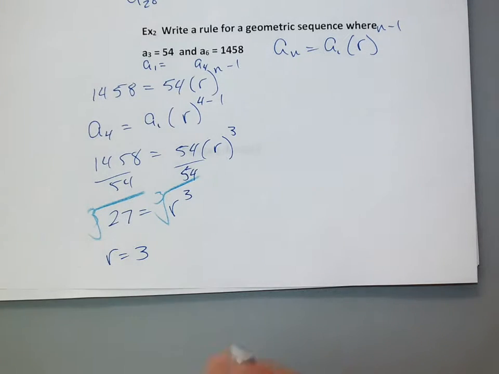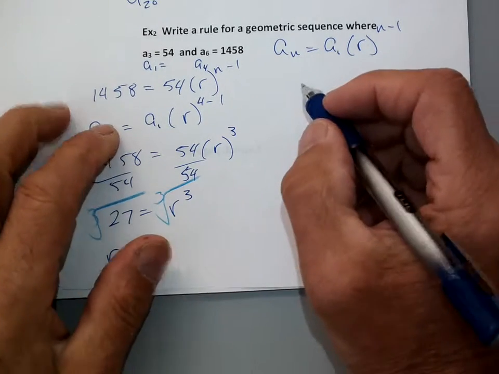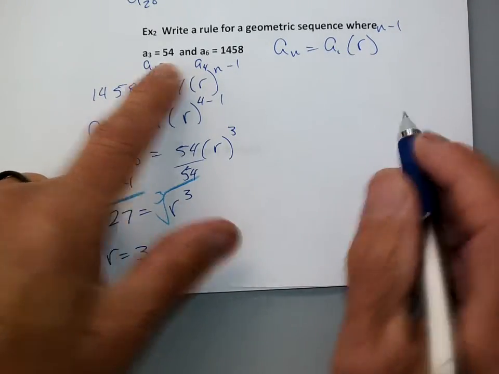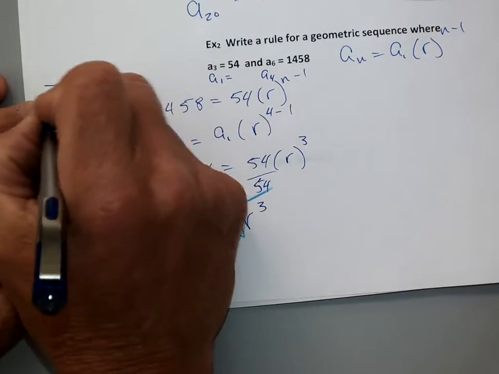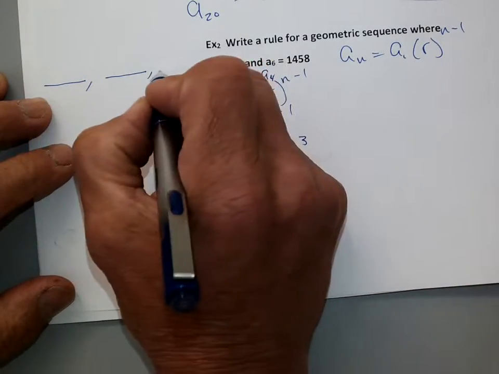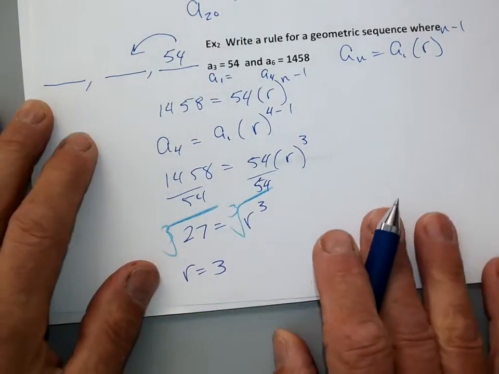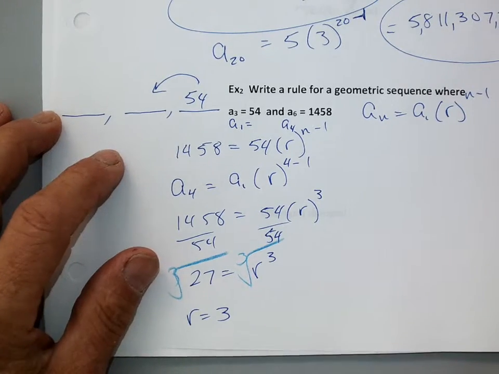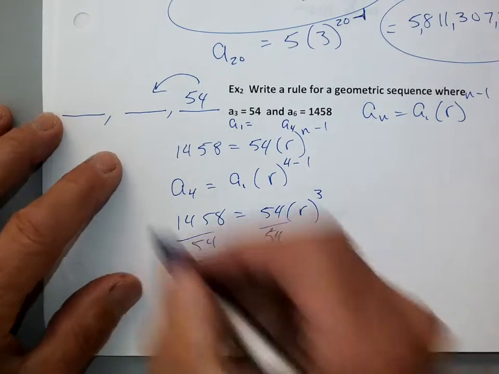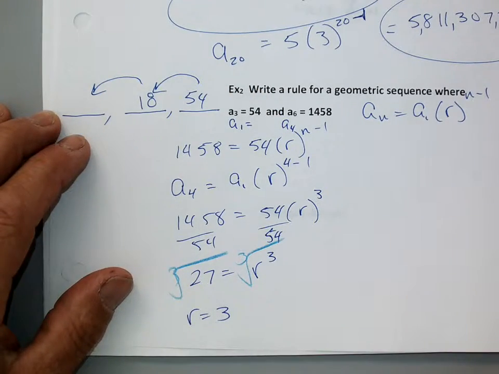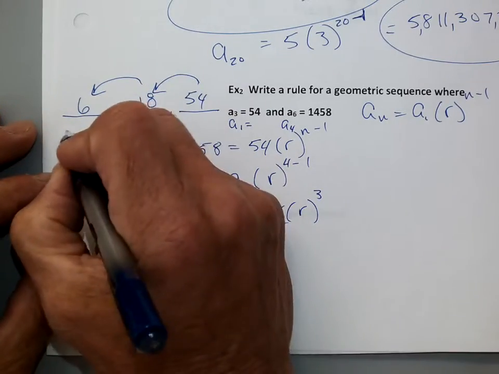Now, if that's the case, we still need to find A1. I can do that. So let's use our formula. We can divide by 3, divide by 3. So we can work it backwards. Let's just do it the easy way. Let's do what Daisy said. Here is 54. Divide by 3, and we get 18. Divide by 3, and we get 6. So this first term A1 is 6.